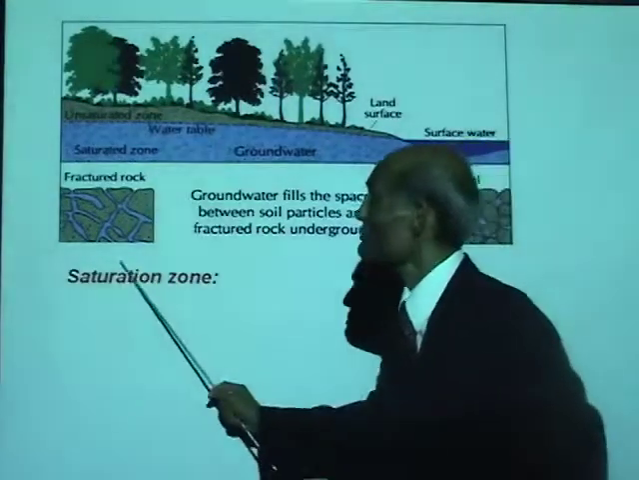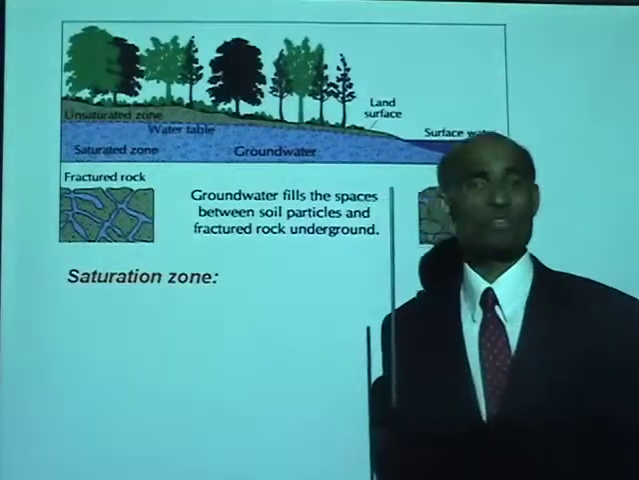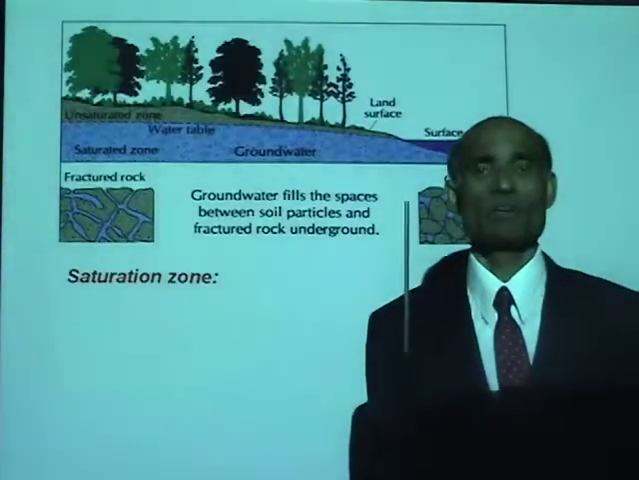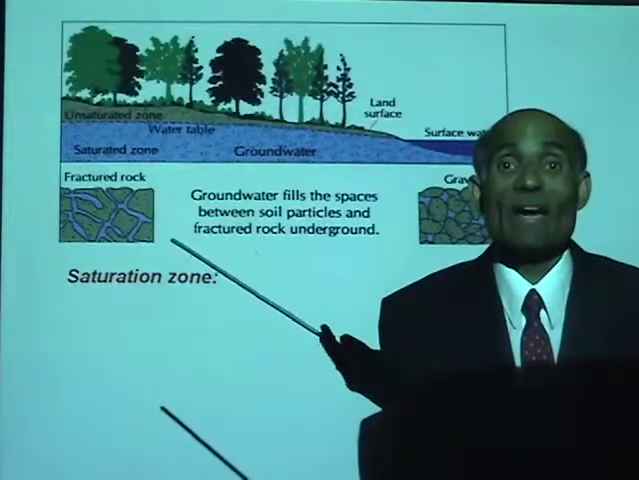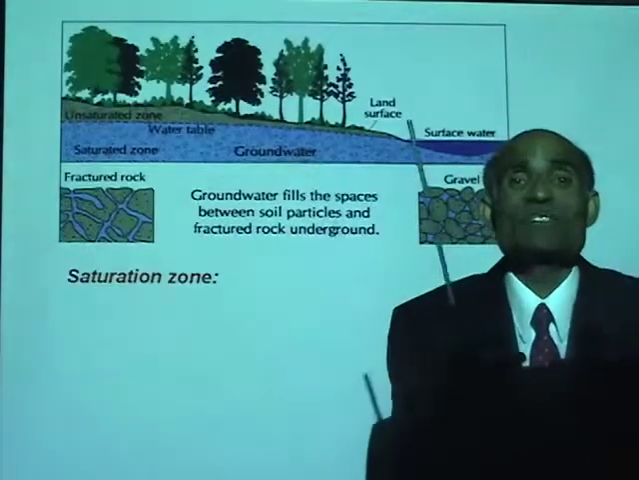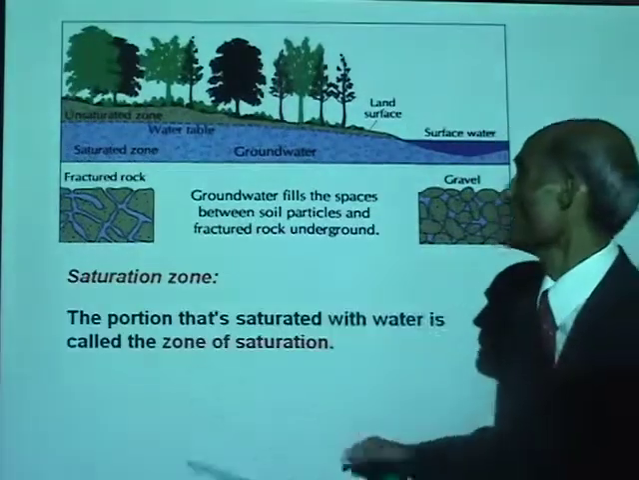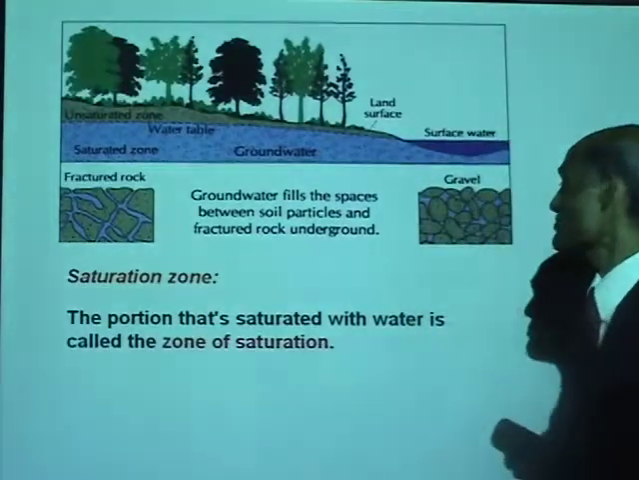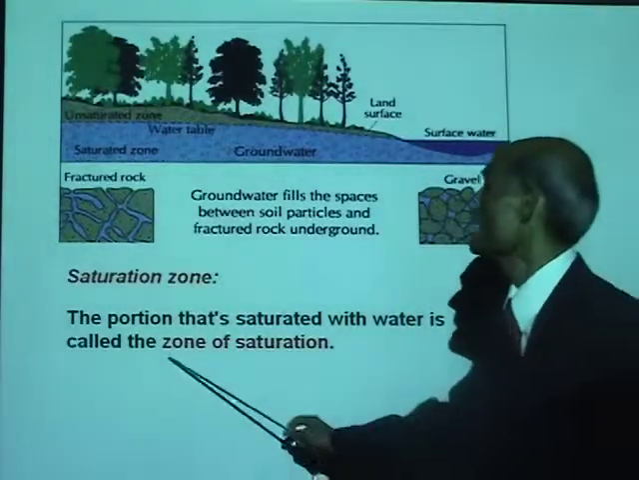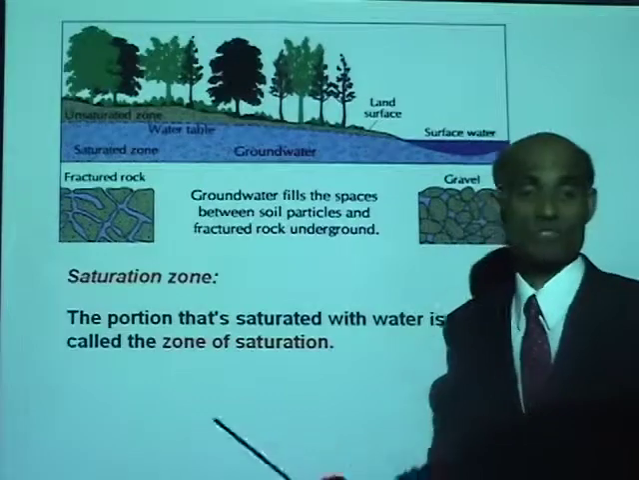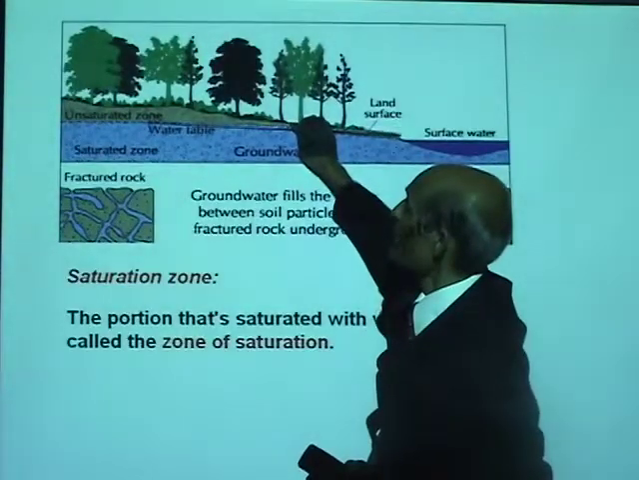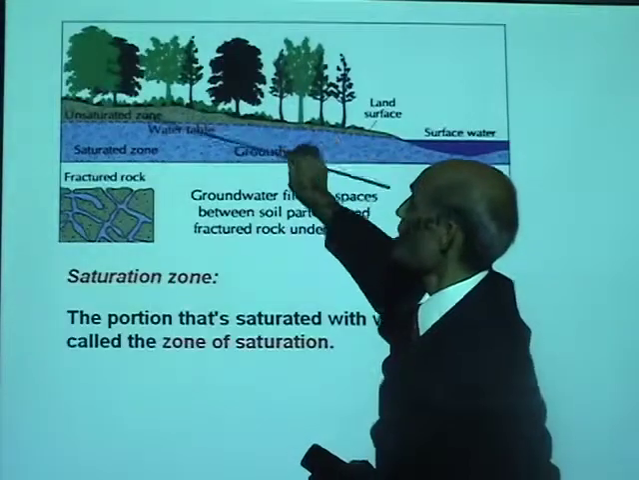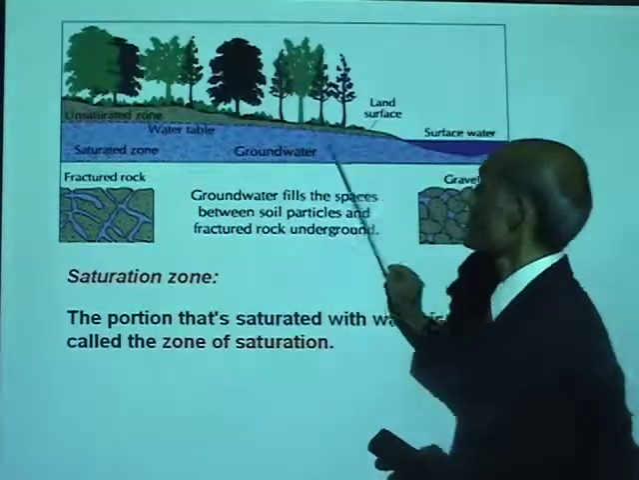Now, what is the saturation zone? What do you think is the saturation zone? Saturation zone is the zone where water is abundantly available. So the portion that is saturated with water is called the saturation zone. In fact, the saturation zone is the layer that is below the water table. So this is the saturation zone.